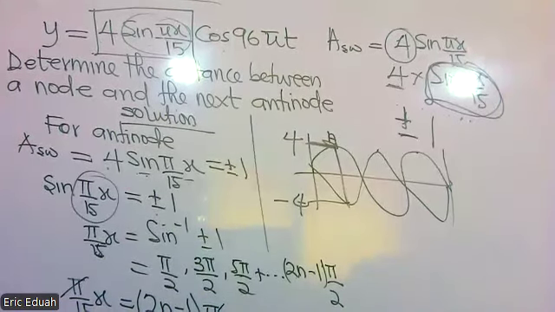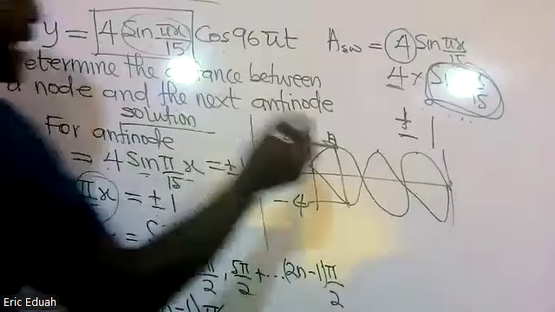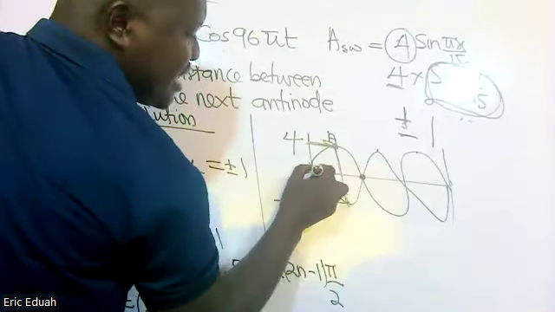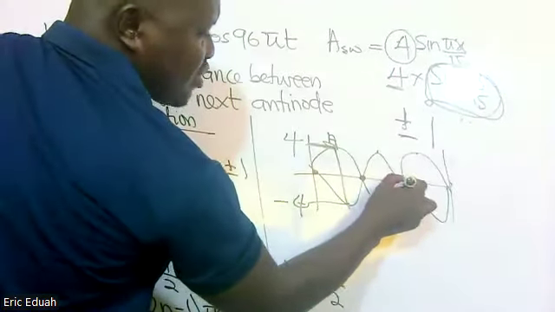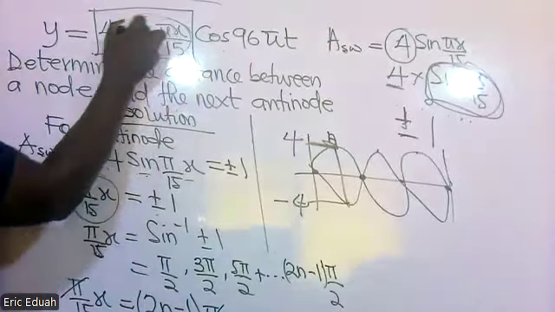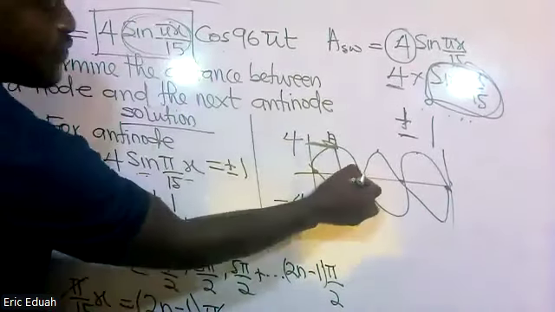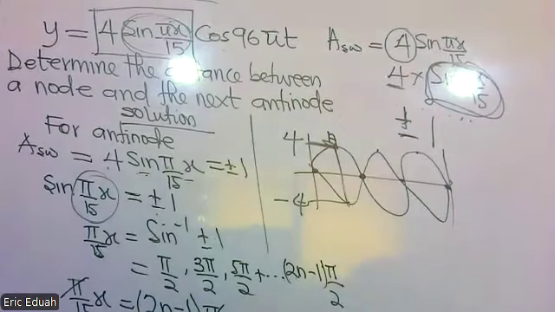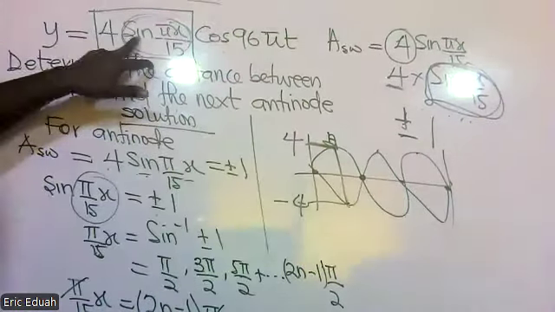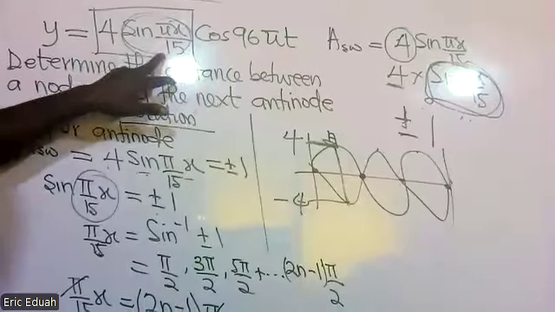As for nodes, they are points of zero displacement. Point of zero, it's just on the equilibrium position. So if the trig part is equal to 0, we have identified a node. That is why in identifying nodes, we equate sine pi x over 15 to 0.